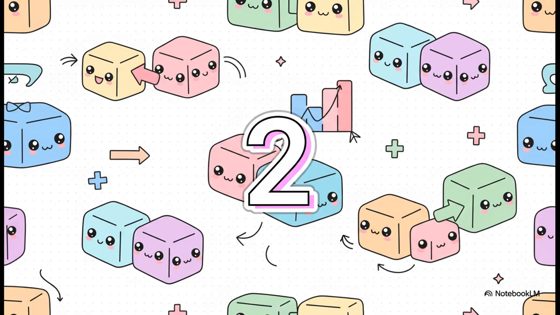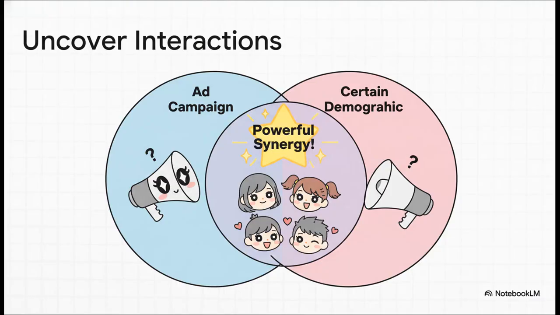And now for the second conception, which builds right on top of the first. If finding your heavy hitters is step one, then step two is discovering how they work together to create something even more powerful. This is that magic we were talking about earlier. This is where you find those aha moments. This is how you discover that your new ad campaign is a runaway success, but only with customers under 30. Or that a new product feature is a total game changer for new users, but your longtime customers are ignoring it. These are the powerful synergies that simpler, one-cause analysis will always miss.